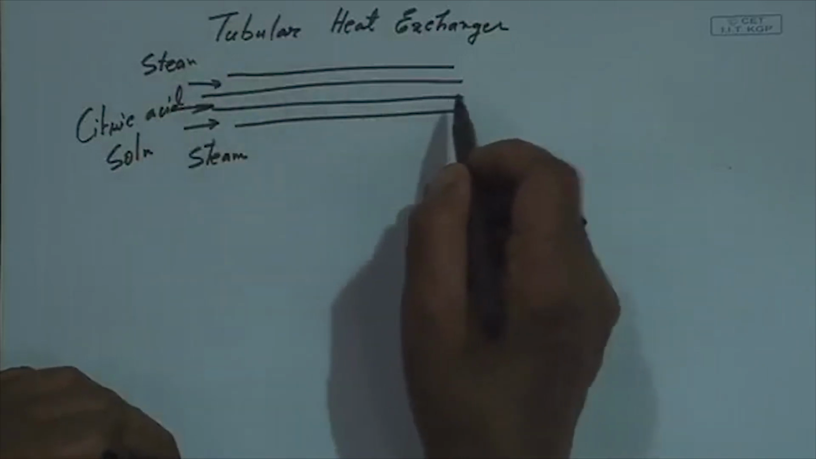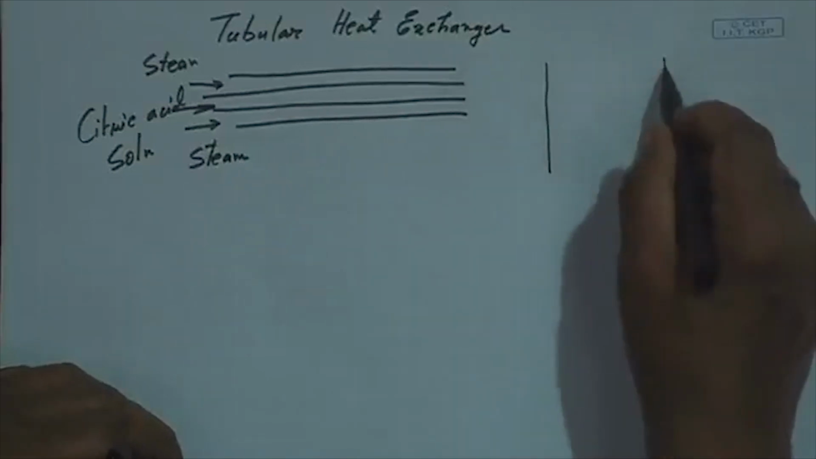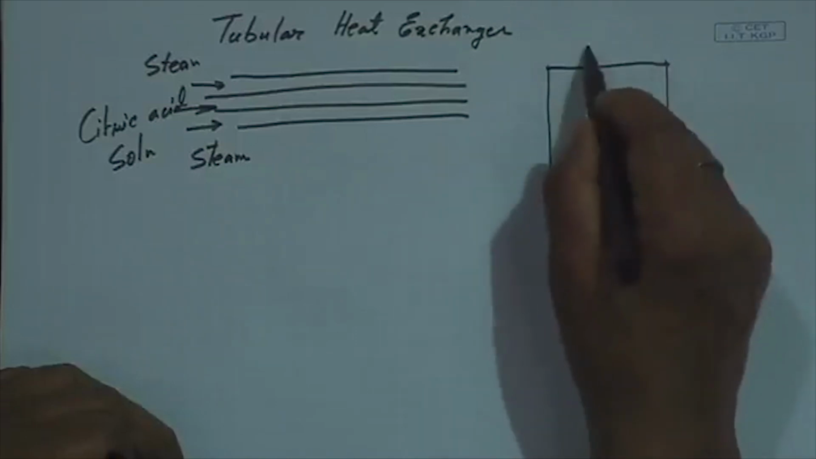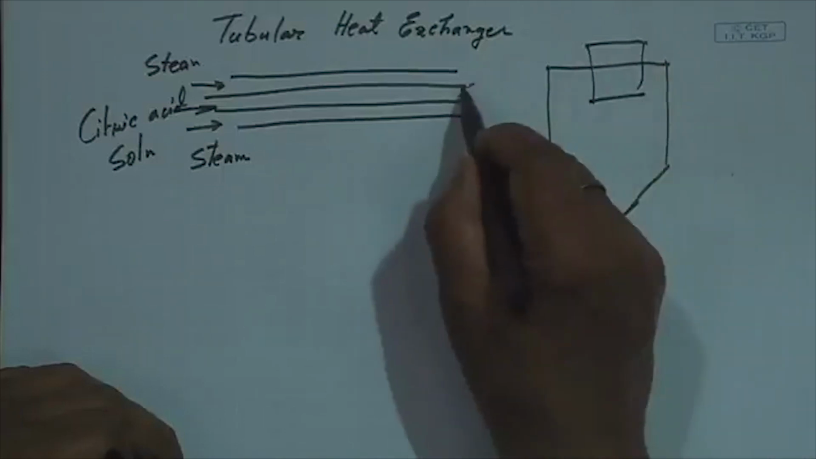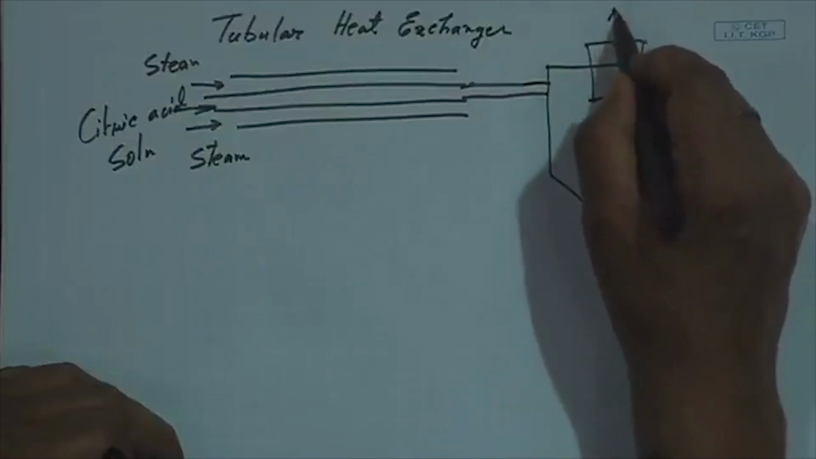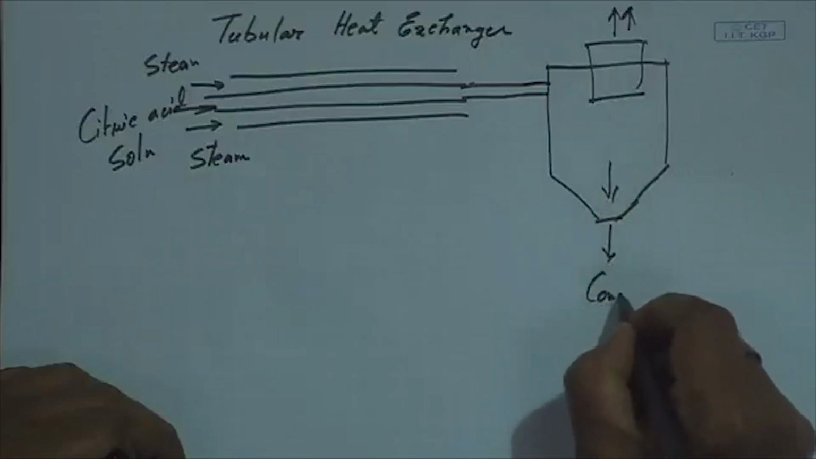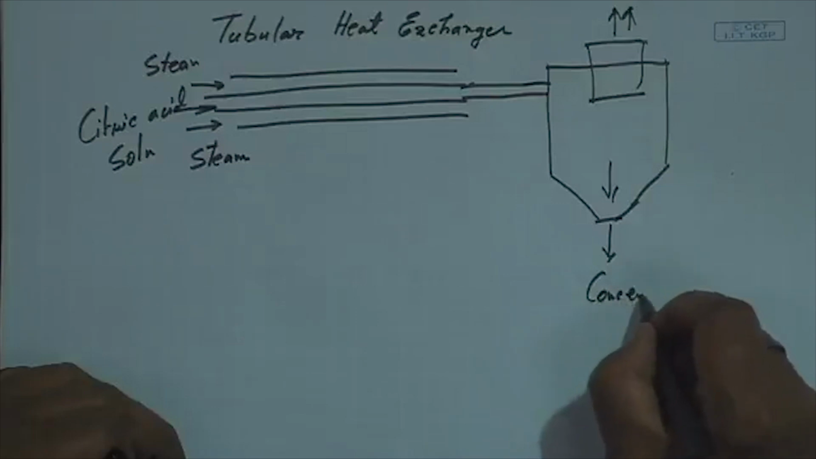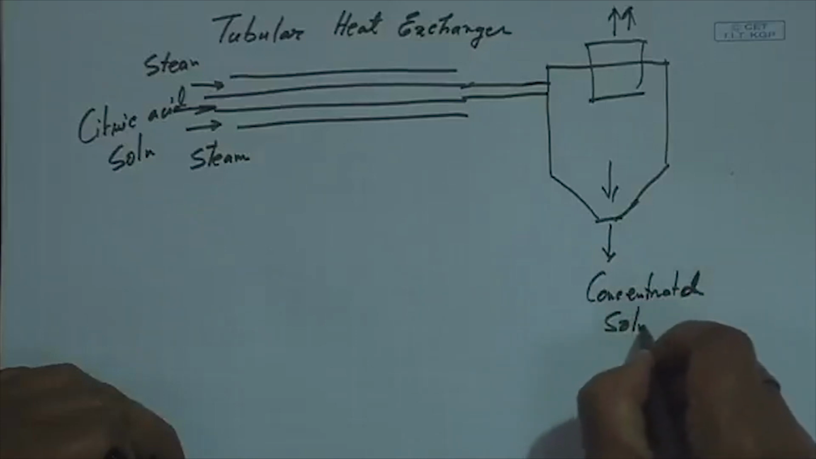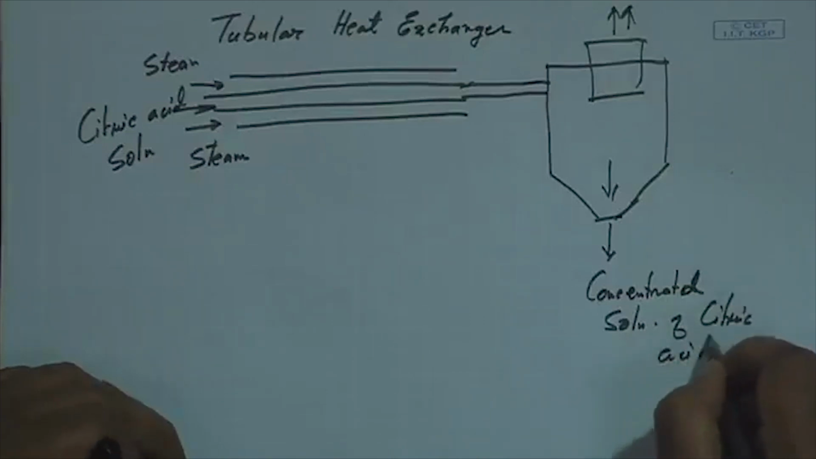This citric acid solution will be heated, and then we throw it into some kind of big chamber, like this. When you throw this liquid here, the vapor will go out like this, and the concentrated liquid, the concentrated solution of citric acid, will come out from the bottom. So, this is how evaporation is carried out.